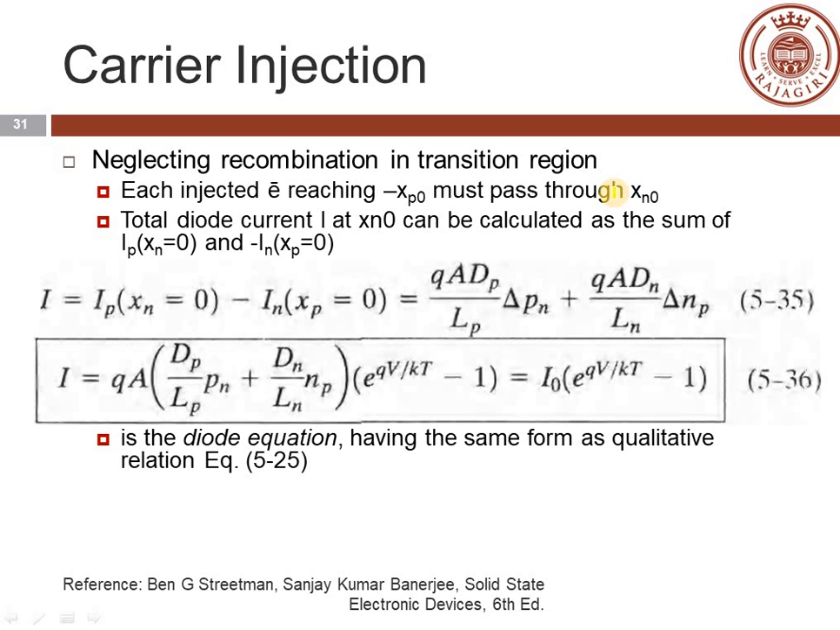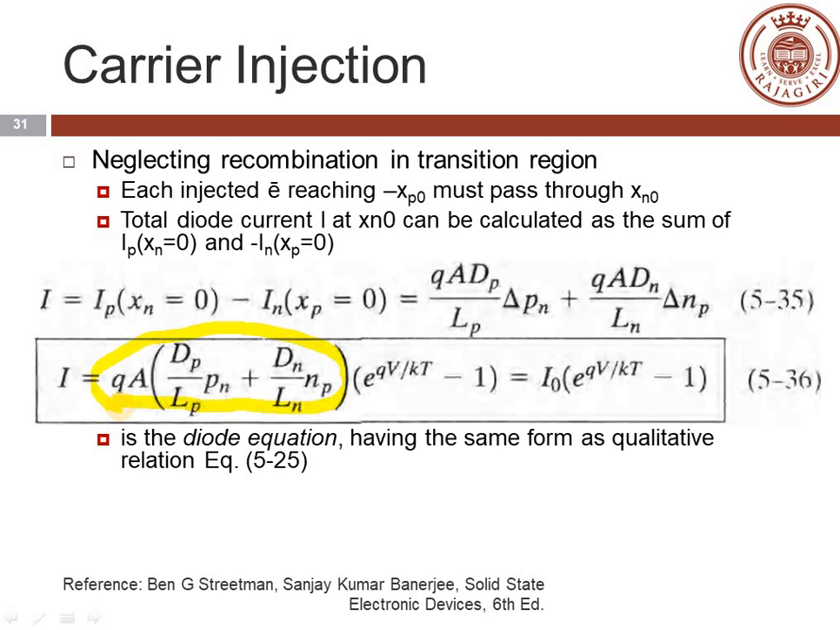Then you get it as qA (dPn/Pn + dNp/Ln Np) into e to the power qV by kT minus 1. This first term, qA (dPn/Lp Pn + dNp/Ln Np), we take as I0. This is called the diode equation, which has the same form as the qualitative relation we discussed with the VI current, that is I equal to I0 into e to the power qV by kT minus 1.